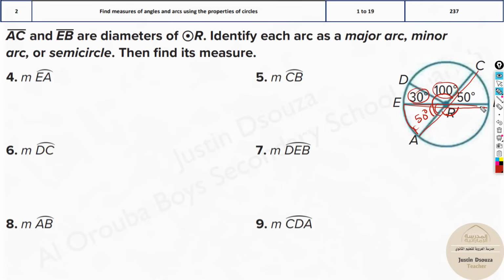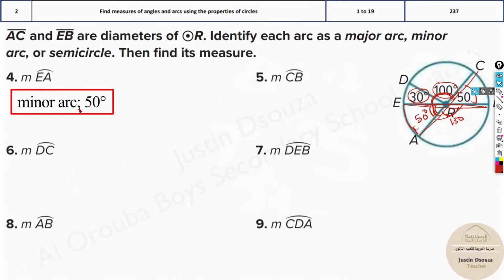This is again 180 minus 50, which will be 130. You can also see this as vertically opposite. These both are vertically opposite angles. This is 130, vertically opposite angles. There are various ways to solve it. Now the first one was 50 and it's minor.